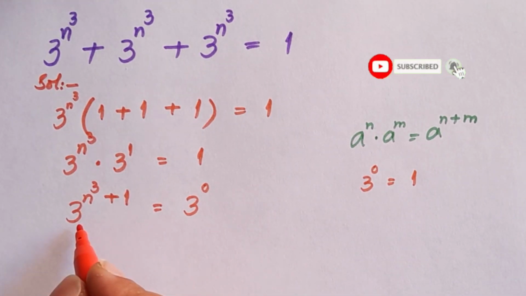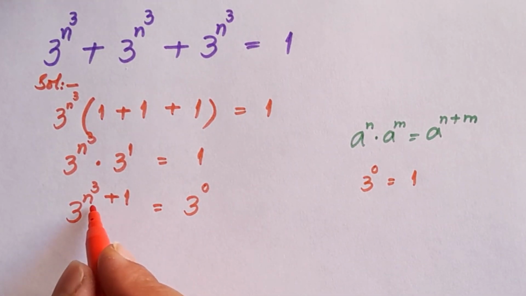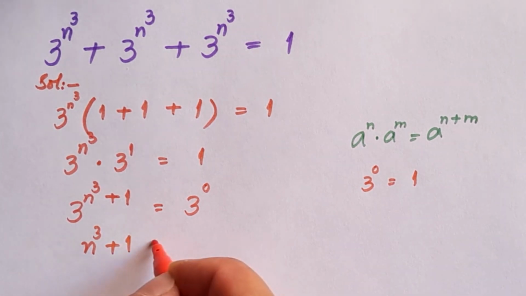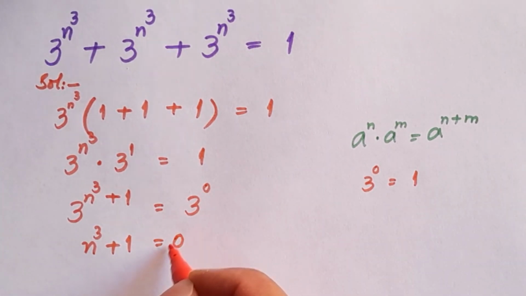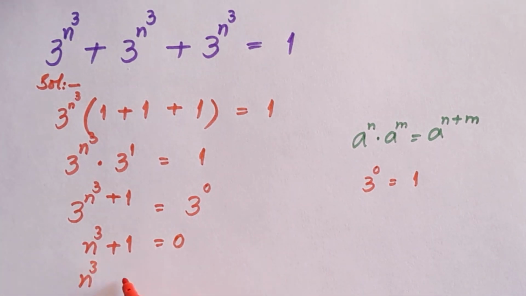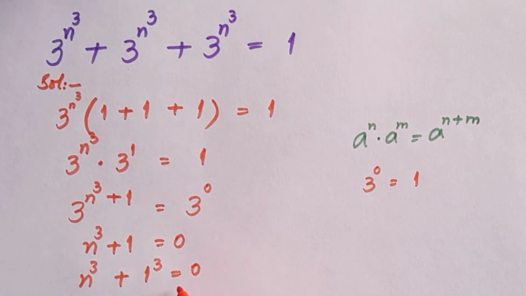As the bases are same, we can equate the powers. So by equating the powers, we have n to the power 3 plus 1 is equal to 0. We can write this as n to the power 3 plus 1 to the power 3 is equal to 0. This becomes an algebraic identity.